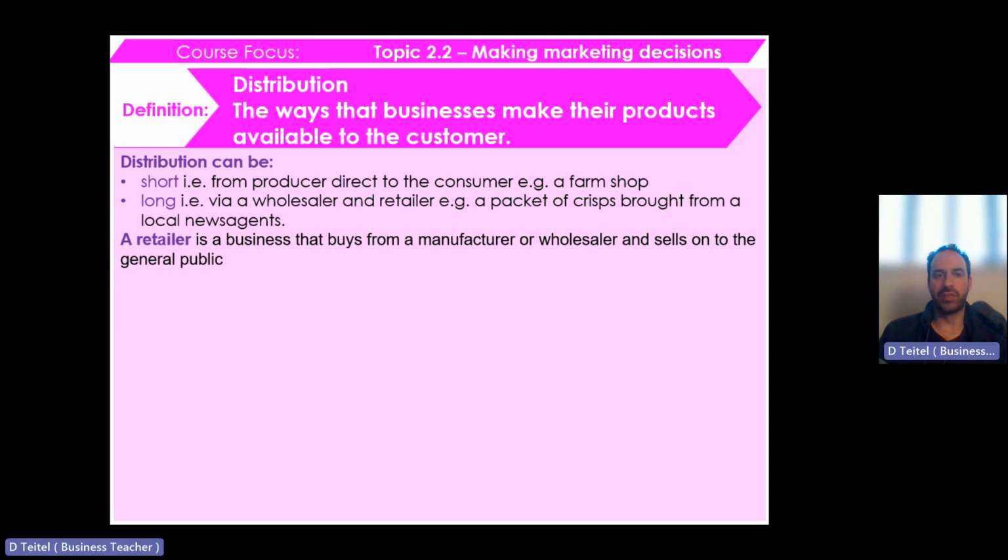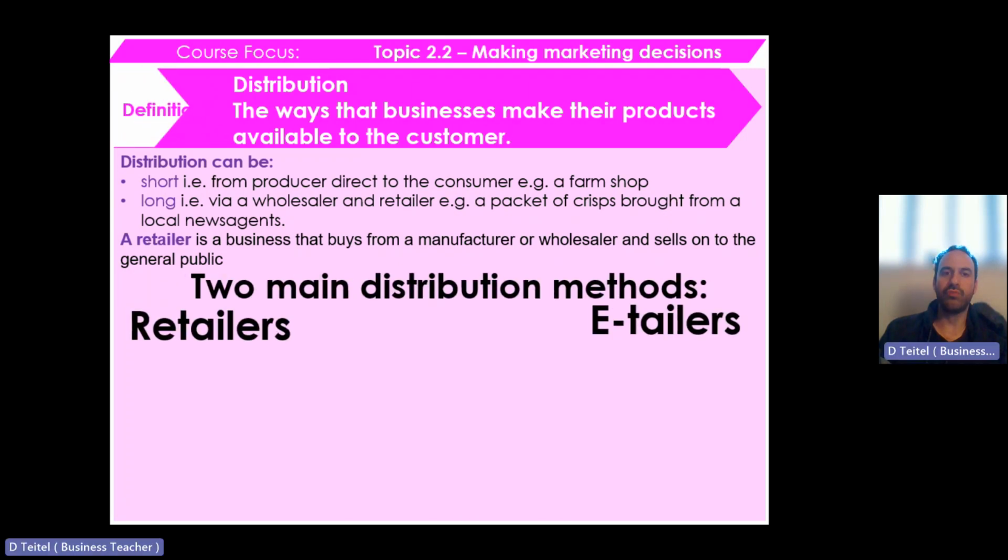Or a long distribution is via a wholesaler and a retailer. So a packet of crisps bought from a local newsagent has obviously gone through many different stages before it's actually reached the newsagent to sell it to you. It may have gone through warehousing, and there could be 7 stages in that supply chain, for instance. A retailer is a business that buys from a manufacturer or a wholesaler and sells to the general public. So 2 main distribution methods that this course looks at are retailers and e-tailers.